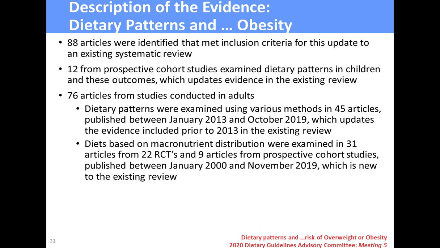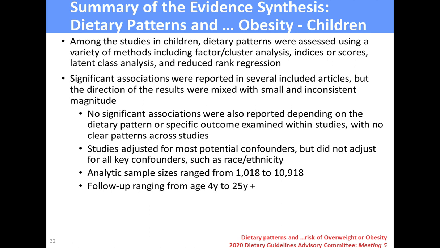Dietary patterns in adults were examined using various methods in 45 articles, which updates the evidence included prior to 2013 in the existing reviews. Diets based on macronutrient distribution were examined in 31 of the included articles from 22 RCTs and 9 prospective cohort studies, which add new evidence to the existing review. So next slide, and that should be the summary of the evidence synthesis, dietary patterns, and obesity in children.